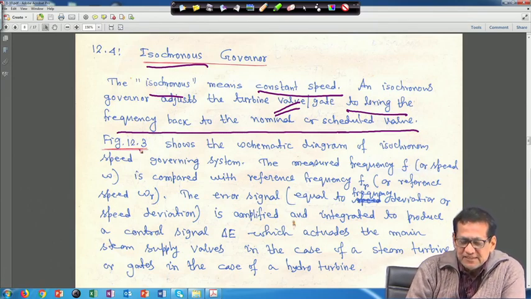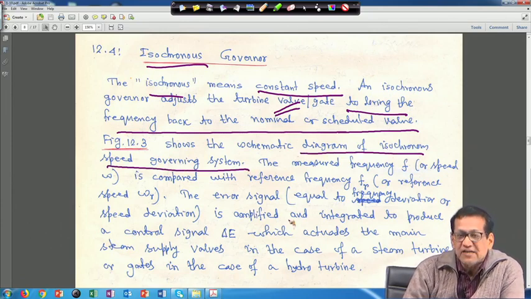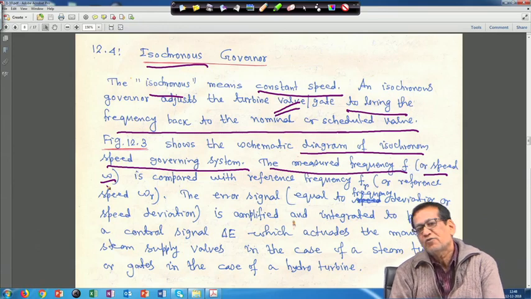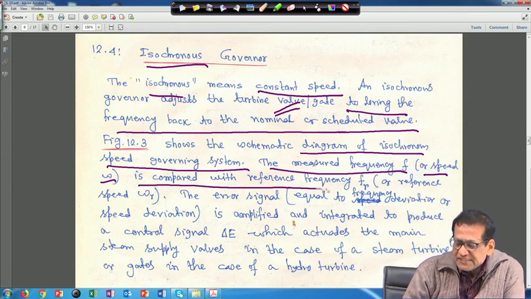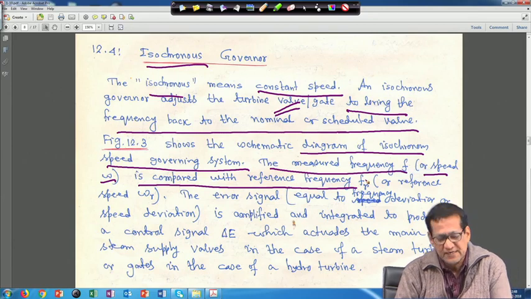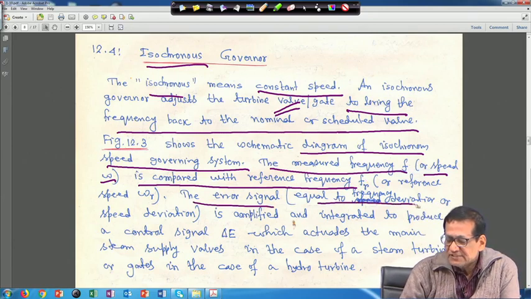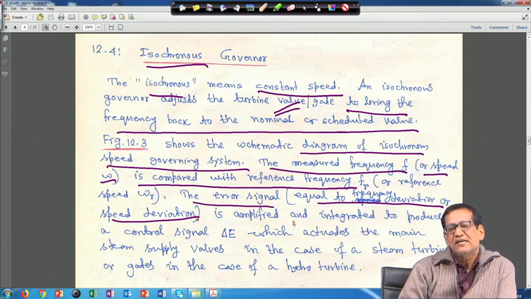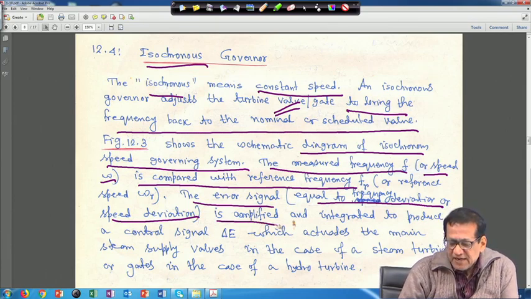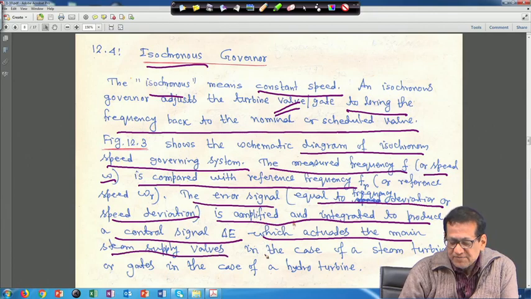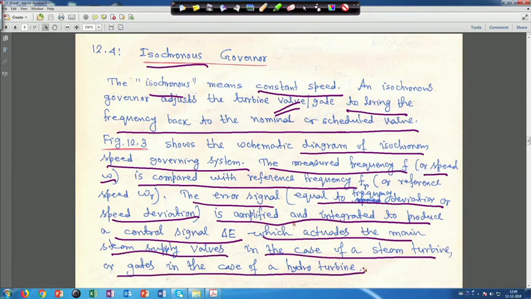Figure 3, which will come later, shows the schematic diagram of the isochronous speed governing system. I will come to that. The measured frequency f or speed omega, whichever you take, either f or omega equals 2 pi f, is compared with the reference frequency f r, or the reference speed omega r. The error signal is equal to the frequency deviation, or sometimes we call it speed deviation. If it is frequency, it is f minus f r, and if it is speed, then omega minus omega r. It is amplified and integrated to produce a control signal delta E, which actuates the main steam supply valve in the case of a steam turbine, or the gates in the case of a hydro turbine.